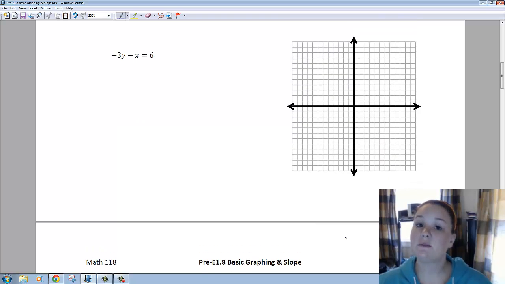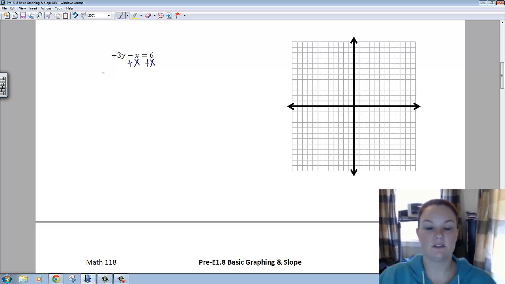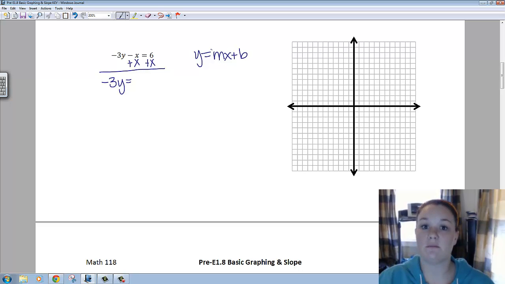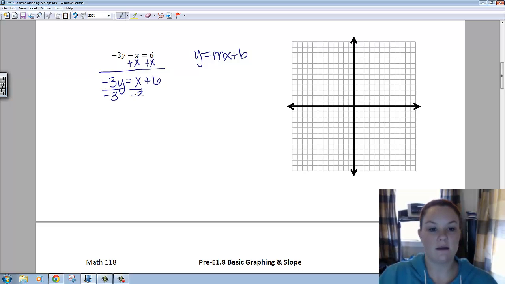Okay, now this one's not solved for y, so the first thing I have to do is solve it for y. So I'm going to go over here and I'm going to move my x term to the other side. So I have negative 3y is equal to, and I'm going to write my x term first because remember we want it to look like y equals mx plus b. And notice our x term is written before our constant term. So down here I'm going to go ahead and write x plus 6. And then I divide off the coefficient of my y. So I'm going to divide off my negative 3, and I'm going to go ahead and write it under each term so it's easier to simplify.